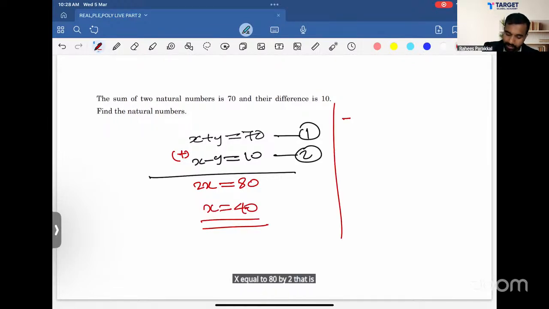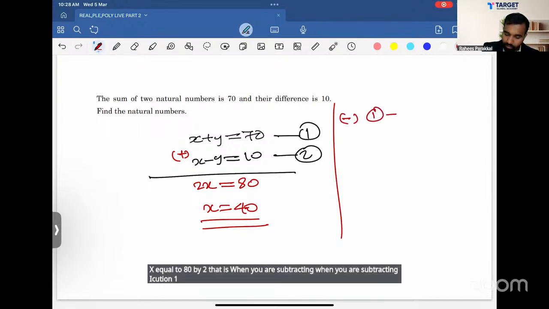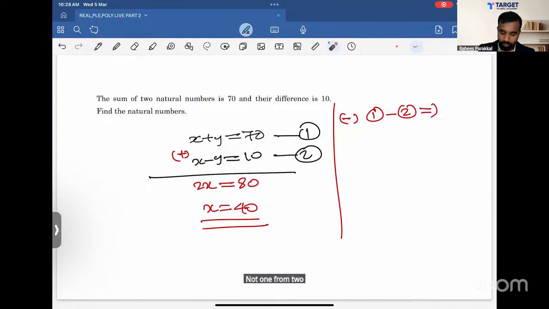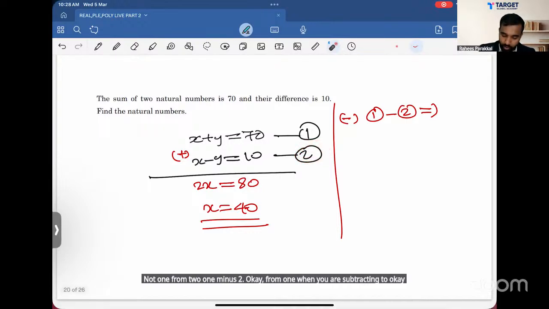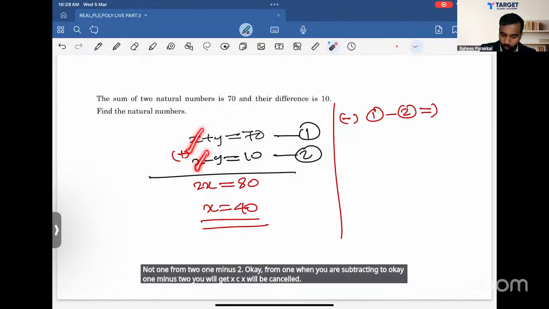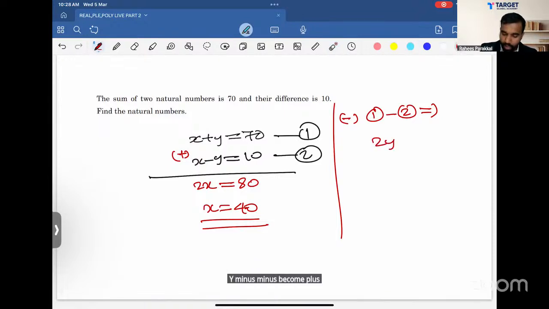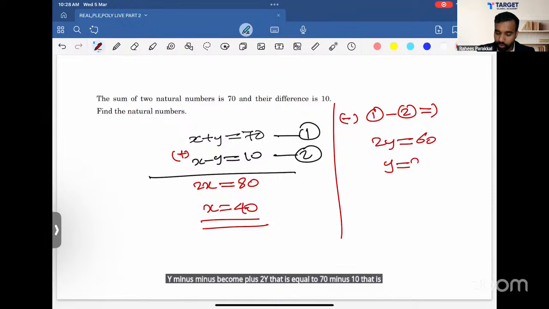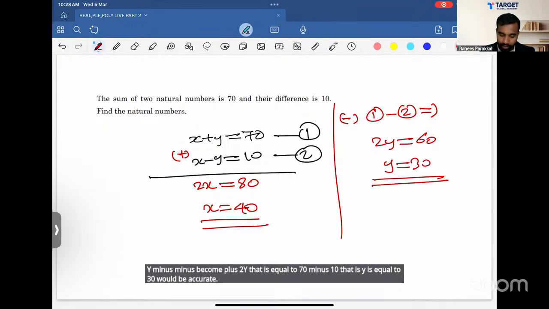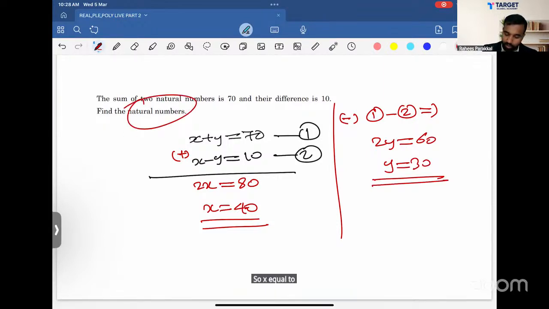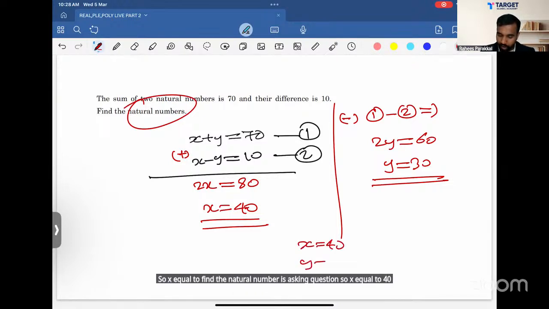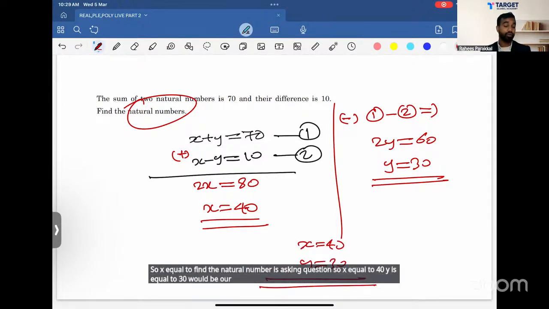When you are subtracting equation 1 minus 2, not 2 from 1, 1 minus 2, you will get x will be cancelled. Y minus become plus. 2y, that is equal to 70 minus 10, that is 60. Y is equal to 30 would be answer. So find the natural number is asking question. So x equal to 40, y is equal to 30 would be our natural number.